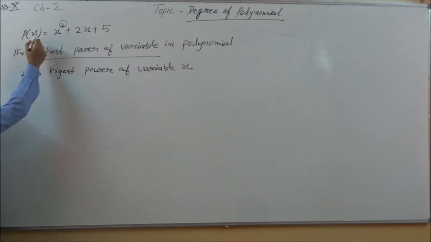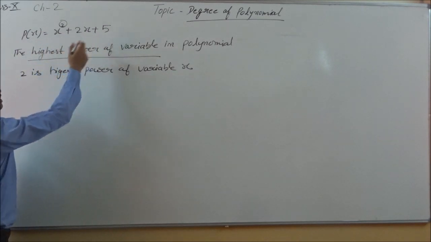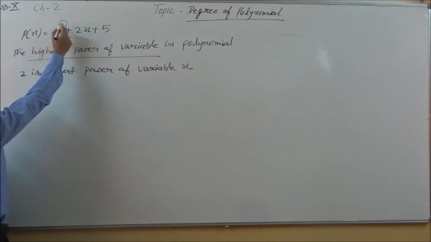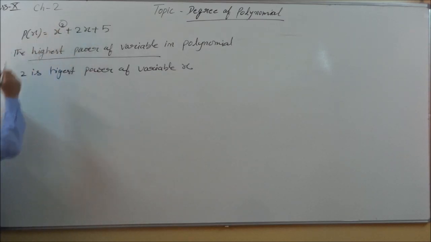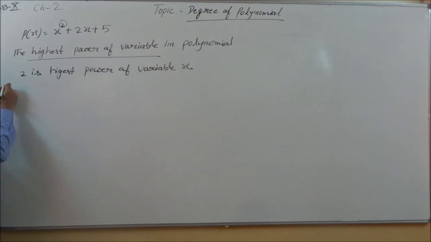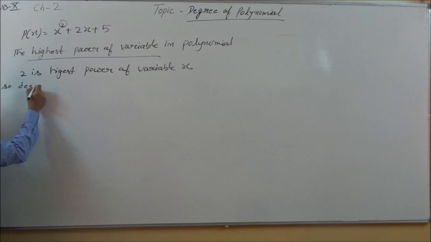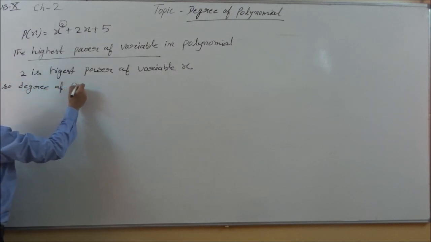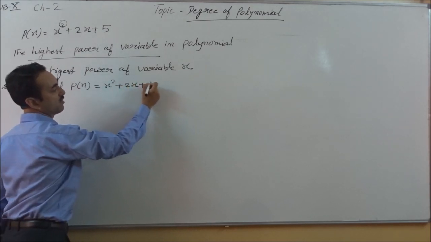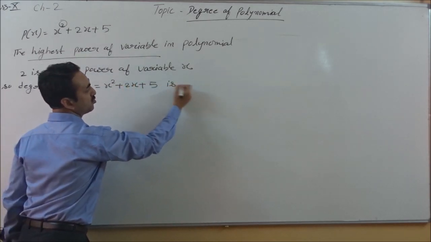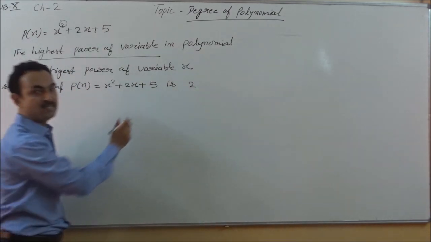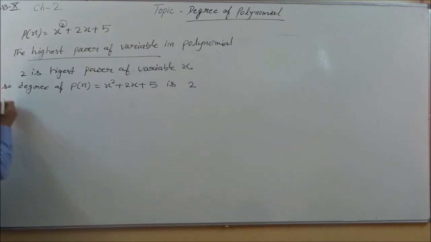Here you can see p(x) = x² + 2x + 5, and here the variable is x, and the highest power of variable x is 2. So 2 is the highest power of variable x. So the degree of p(x) = x² + 2x + 5 is 2. Now let's see another example.